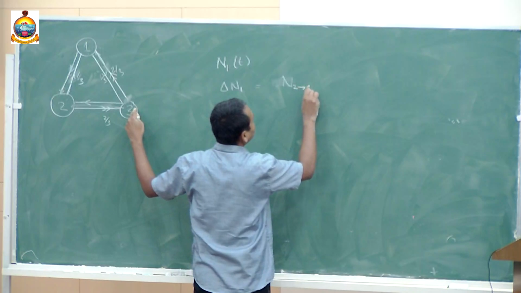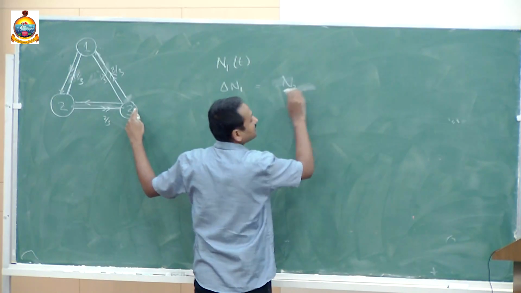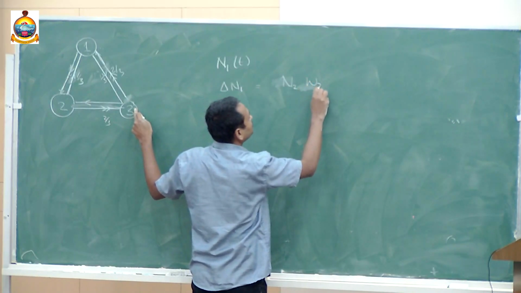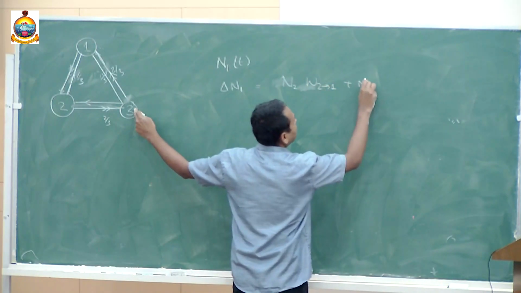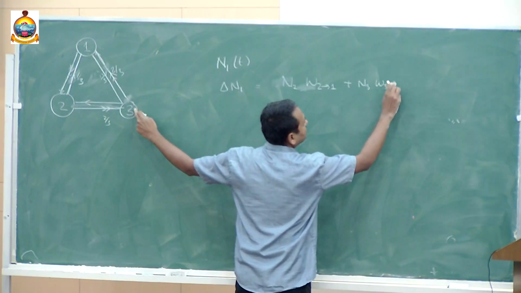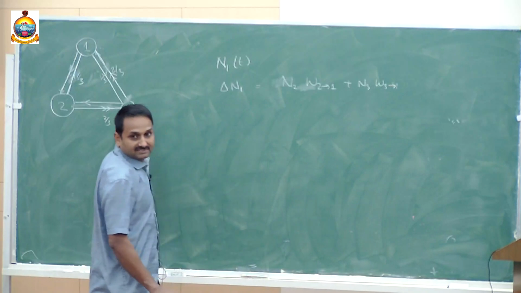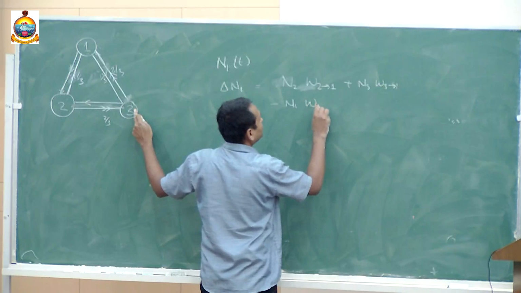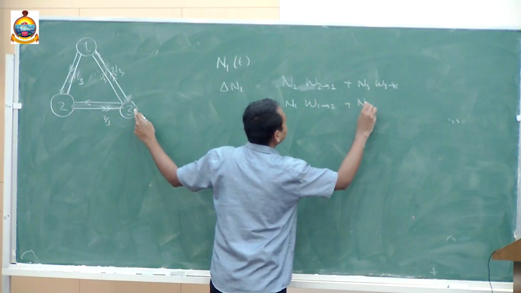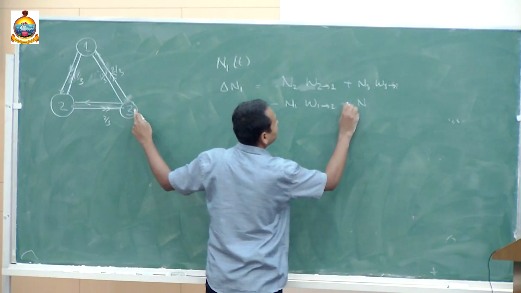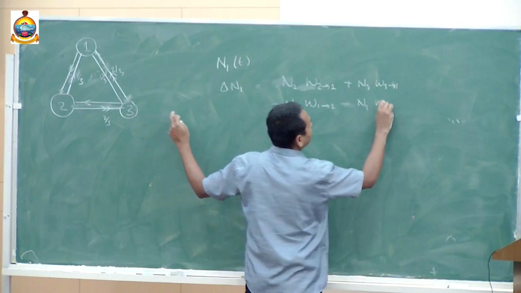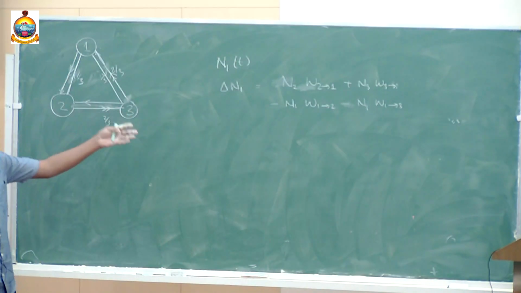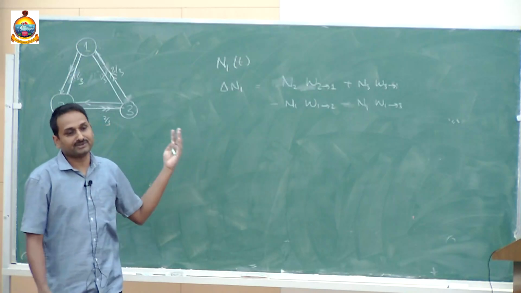So 2 to 1. Those which are at n2, of them some fraction will come because they are doing it with probability. So n2 W2 to 1 plus n3 W3 to 1. It's not only this term. What are the other terms? Some people will also go, minus n1 W1 to 2 minus n1 W1 to 3. Okay, so this is the term. Similarly I can write an equation for n2 and an equation for n3.